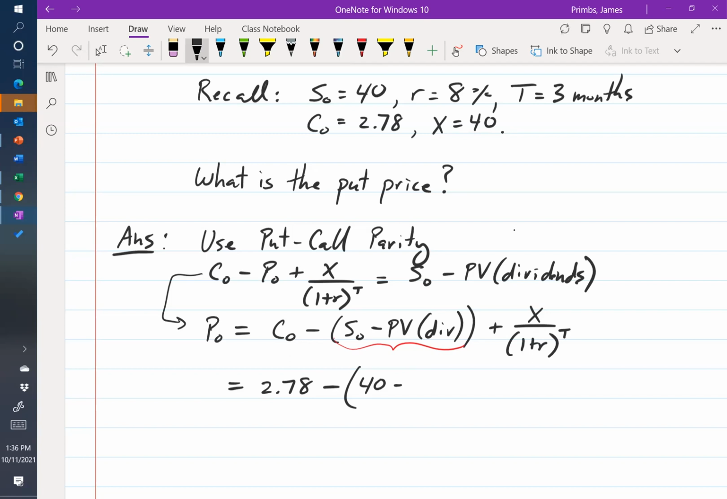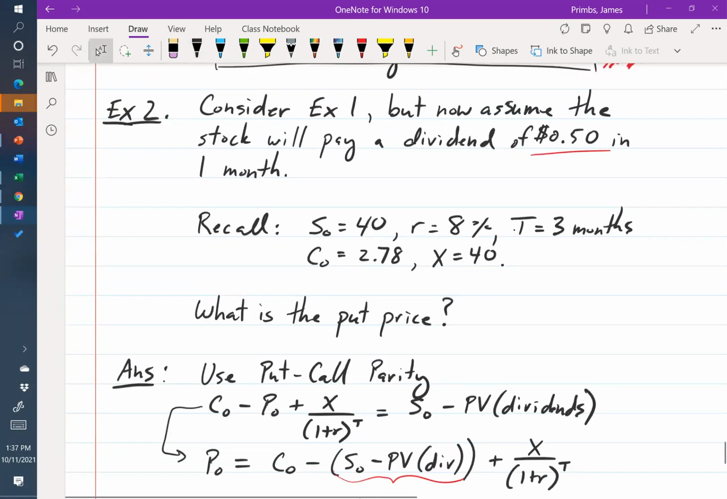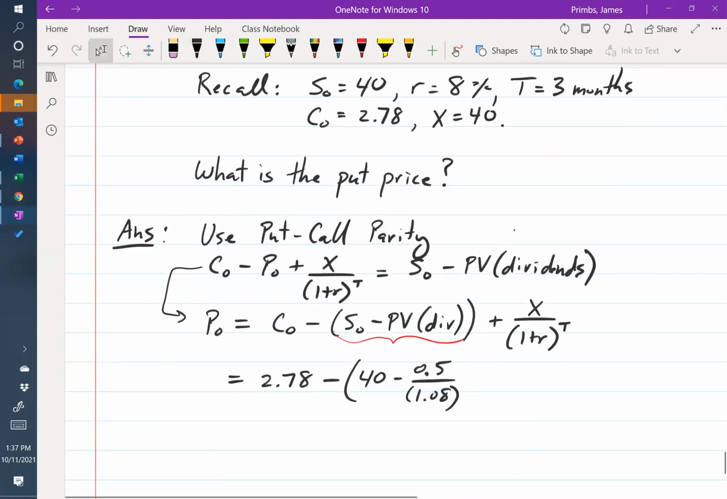Now I need to look at the dividend more carefully. The dividend was 50 cents. And I need to calculate its present value. So I'm going to do 1 plus the interest rate. And then when did the dividend occur? It occurred after 1 month. So I need to discount it back by 1 month, or that's a 1/12 of a year. Everybody okay with that? I'm just calculating the present value of that dividend. That's the part in parentheses there.